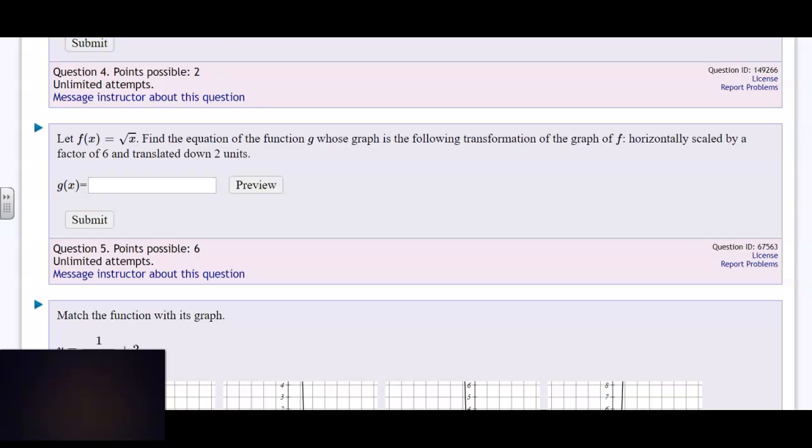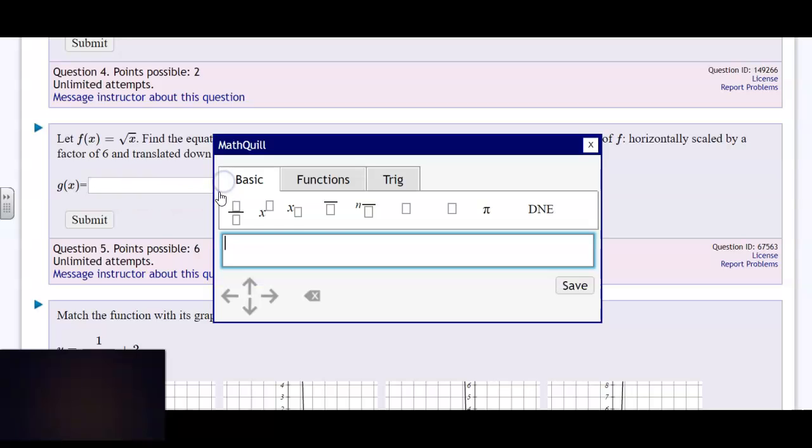So we want to know the following function is horizontally scaled by a factor of 6. If it's horizontally scaled, that means that it's being stretched or shrunken. So scaled by a factor of 1/6. First of all, if it's horizontal, it's next to the x, right? So it's either going to be x over 6 or it's going to be 6x. And what they want there is x over 6. Okay, so x over 6.